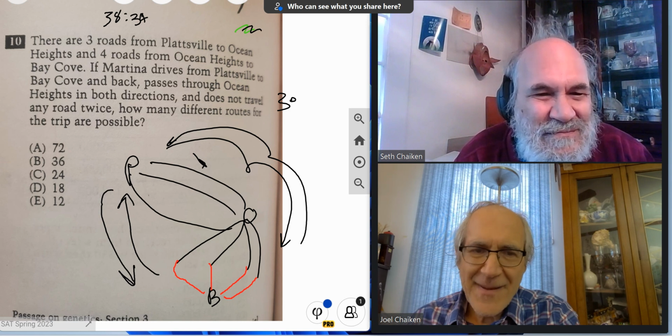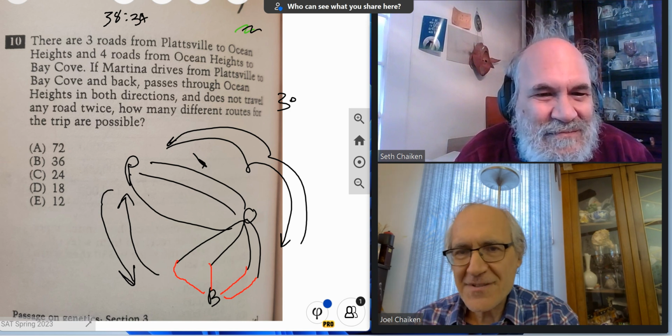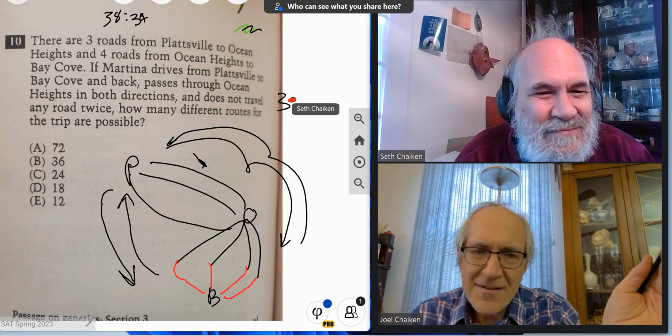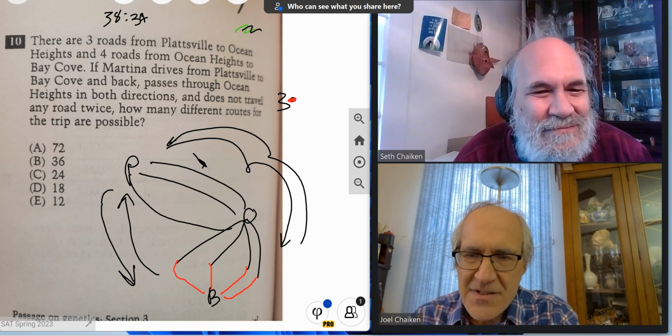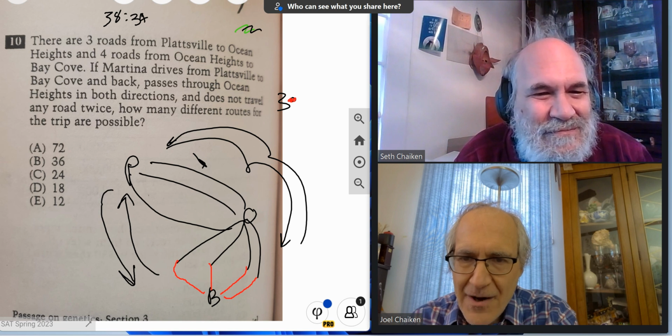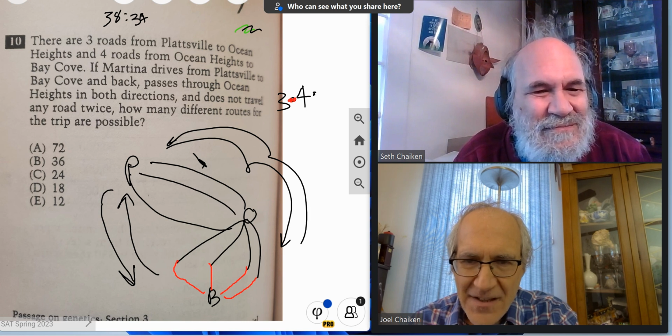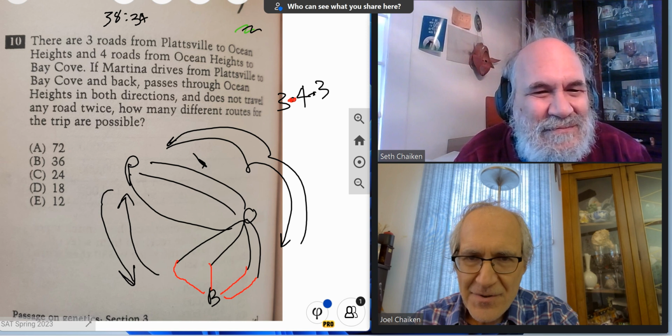Usually that's the sandwich problem. You know, how many sandwiches can you make with a bunch of different choices of bread and filling? You multiply the choices. So I have three choices there. Now I have four choices here, so I can multiply by 4. So there are 12 ways to get to there by going this way. Now, we can't go through any road twice. Does that mean that coming back, you only have 3 choices? I don't know if I'm doing this right. Seth will tell me.